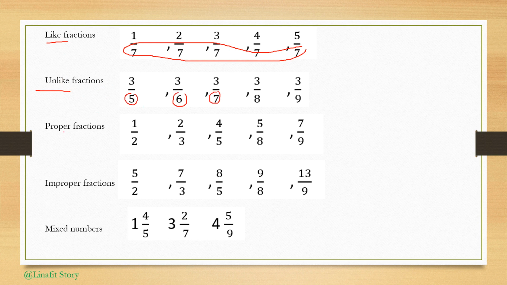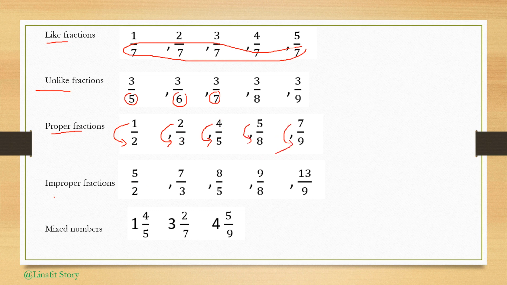Okay, now how about the proper fractions? Proper fractions means fractions where the numerator is less than the denominator. So 1 out of 2, as you can see here, 1 is less than 2. 2 out of 3, 2 is less than 3. 4 out of 5, 4 is less than 5. So don't forget, proper fractions means fractions where the numerator is less than the denominator.